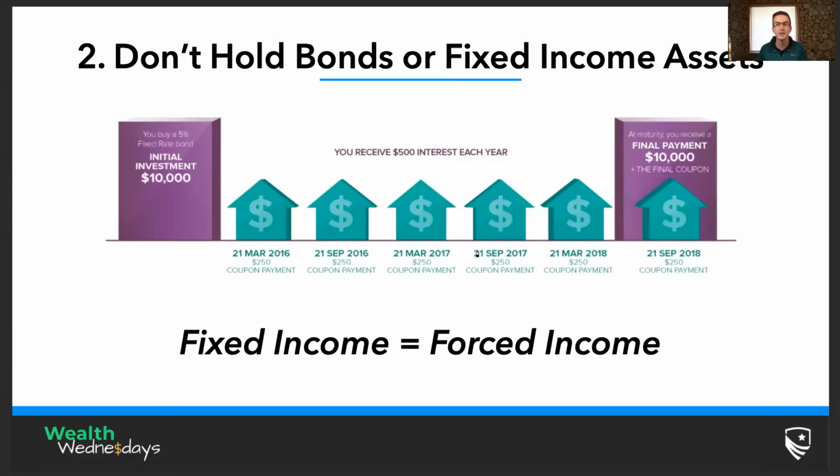So again, after tax wealth wise, you are earning far less than 5% when you're constantly paying out taxes each and every year from that given taxable account. And again, fixed income equals forced income. Now, if you're going to hold bonds, hold them in a tax protected account. We have videos on that making sense anyway.